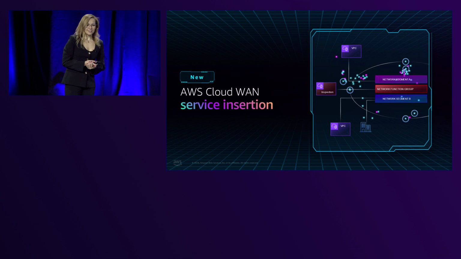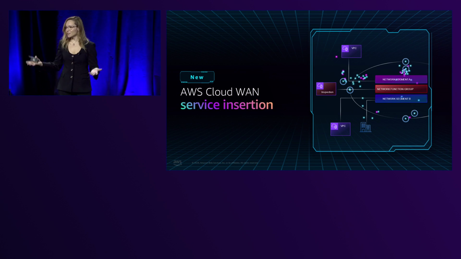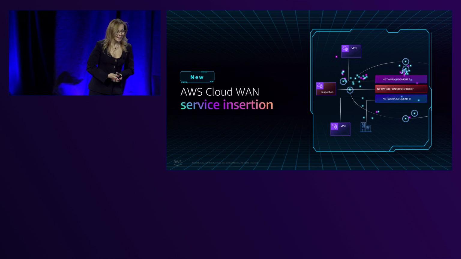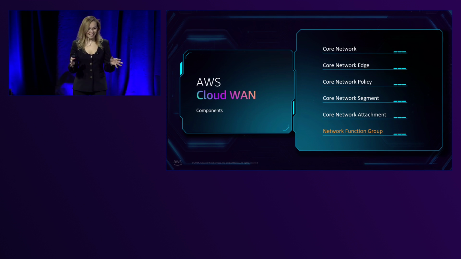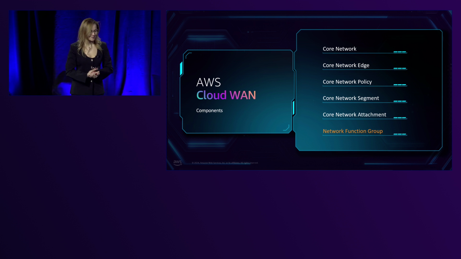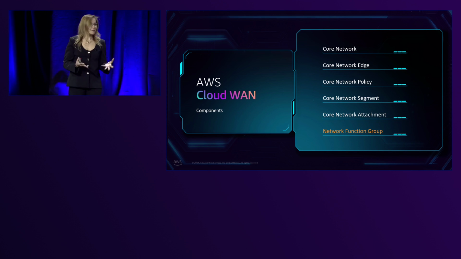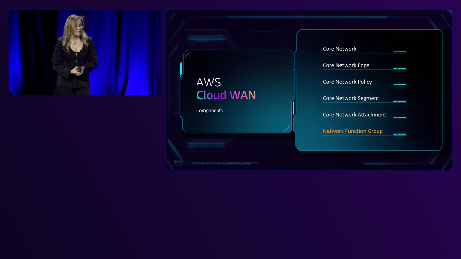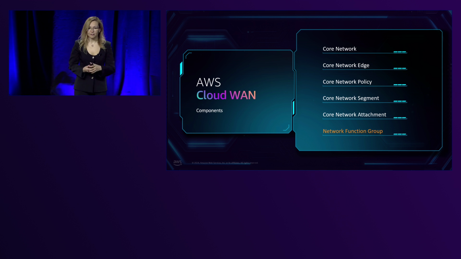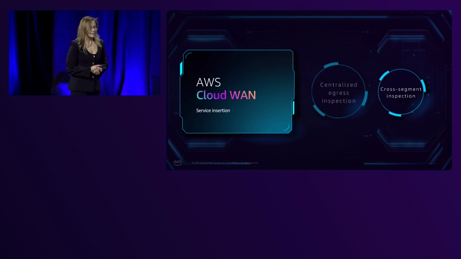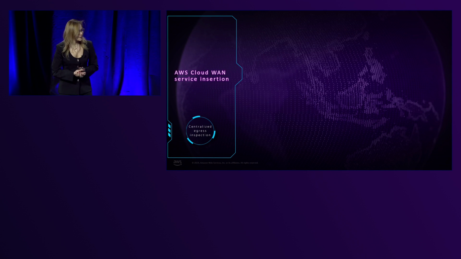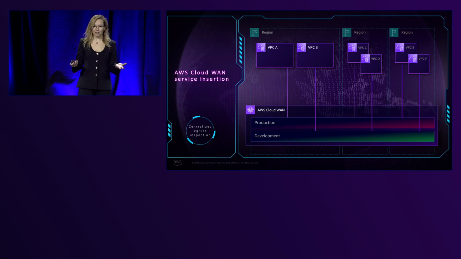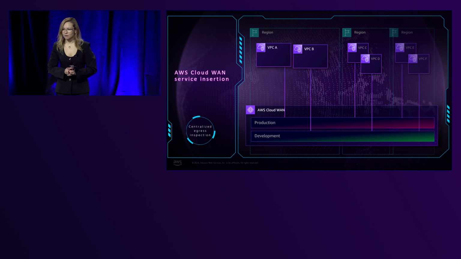Let's look at service insertion. This is a feature that we launched this year at Reinforce, and it was really, really welcomed by all customers. To power service insertion, we have a new component, the network function group, and let's see how you can configure it. So let's start with egress inspection. We have our Cloud WAN core network. Let's say it's deployed across 3 regions.